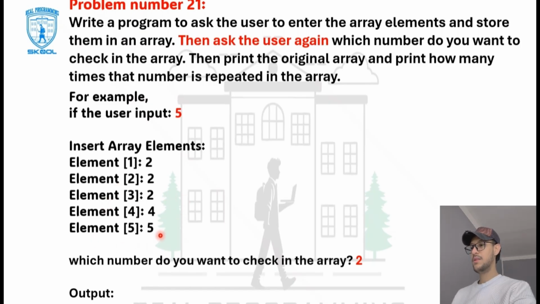Okay? And after that, the compiler will ask the user again, which number do you want to check in the array? Let's say that the user wants to check number 2, okay? Yes, the user wants to check number 2. The user inserts number 2, so the output should be like this.